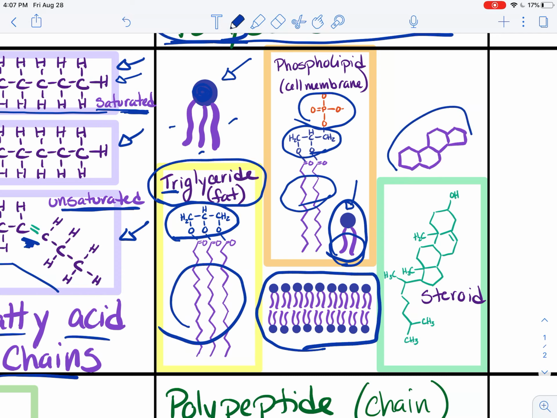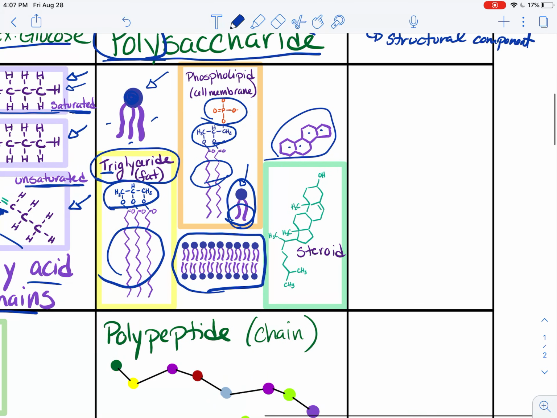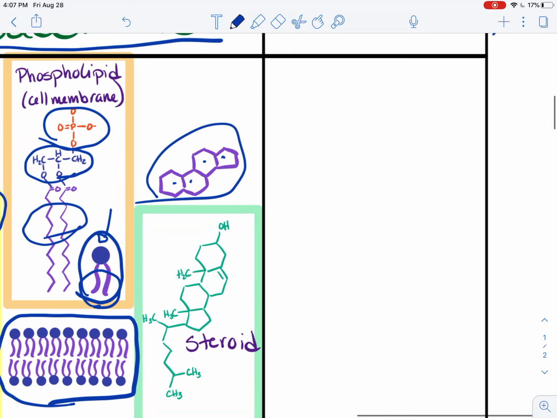The last one are steroids. They don't look anything like any of the other ones. There is no glycerol group. There are no fatty acid chains, but this is still considered a lipid. It is these little hexagon, pentagon type boxes that are all together. Typically there are 4 of them that are all linked in a lipid. That is just another structure, so I don't want you to be thrown off if you ever see a structure like that labeled as a lipid.